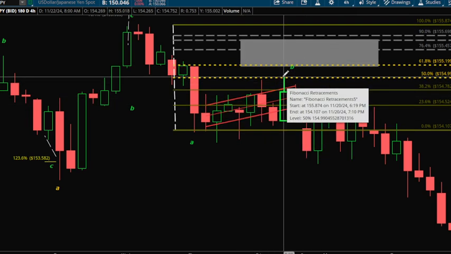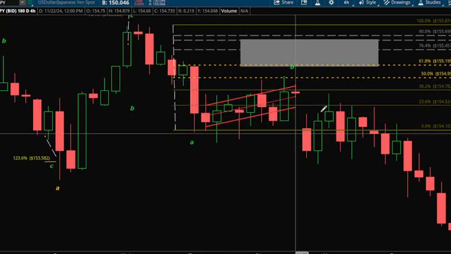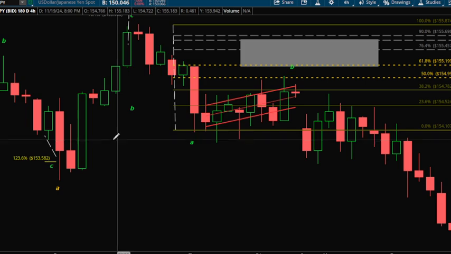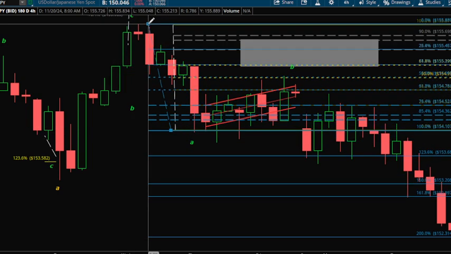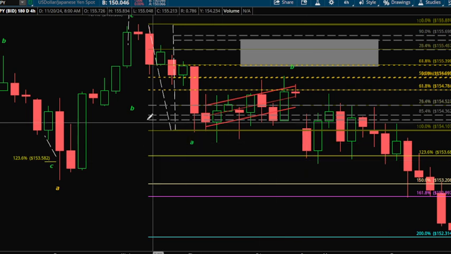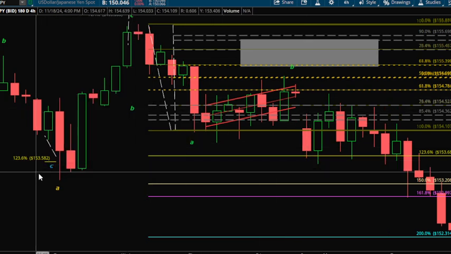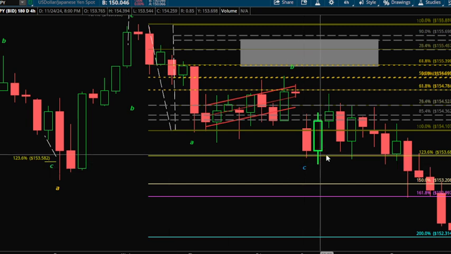Okay, now we got the 50% retracement again from this leg. So now we can find this smaller degree A. Looking for the 123%. Here it is. Let's label it. All right.